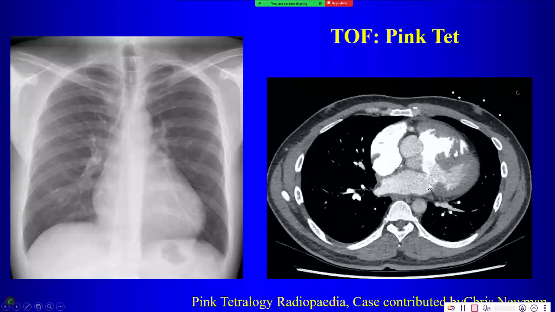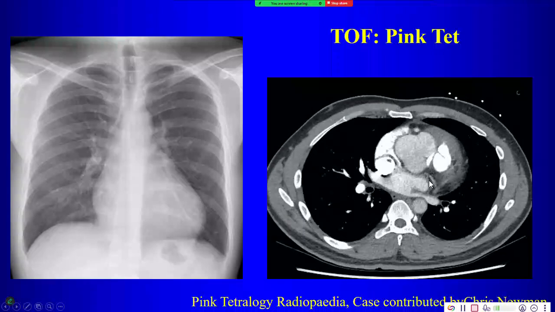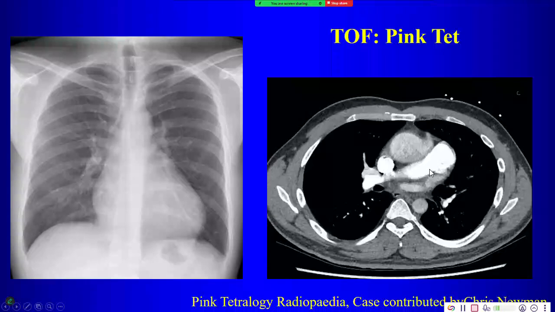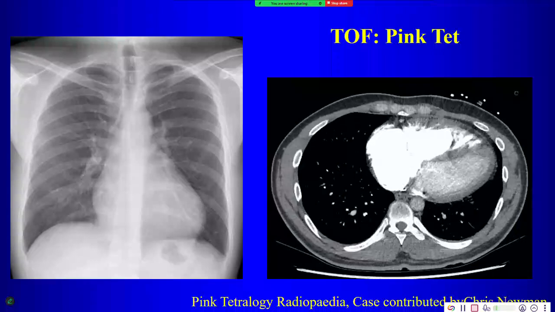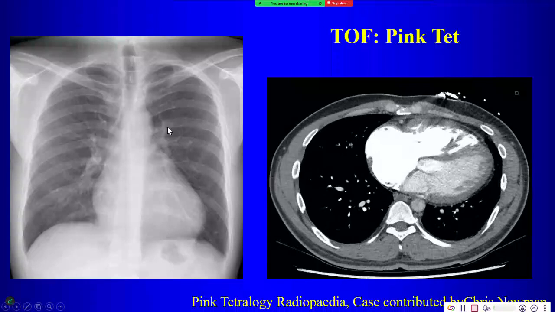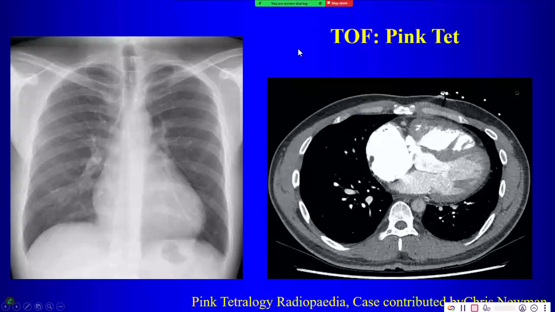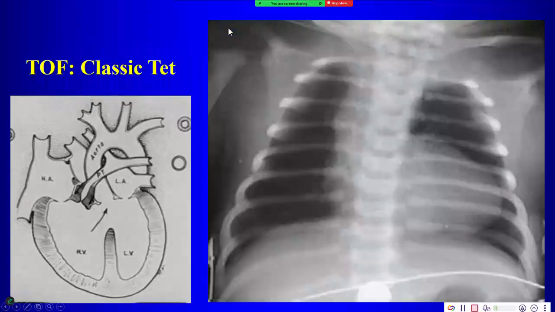There's a ventricular septal defect, overriding aorta. Might have some right ventricular hypertrophy there. But the infundibular stenosis is not enough to cause predominantly right to left shunting. So in these patients, the pulmonary blood flow may look normal or may actually be increased because of the ventricular septal defect and left to right shunting. Okay? And then with balanced tetralogy, the radiograph does not show any abnormalities in terms of pulmonary blood flow.